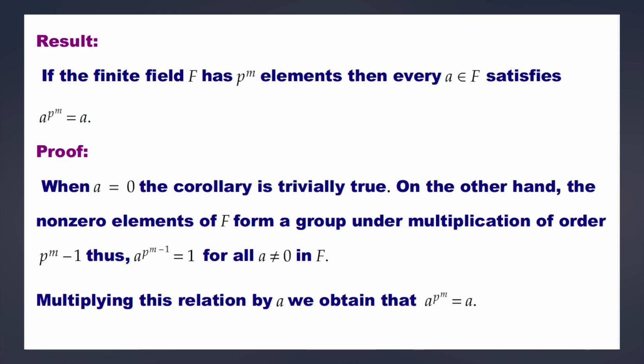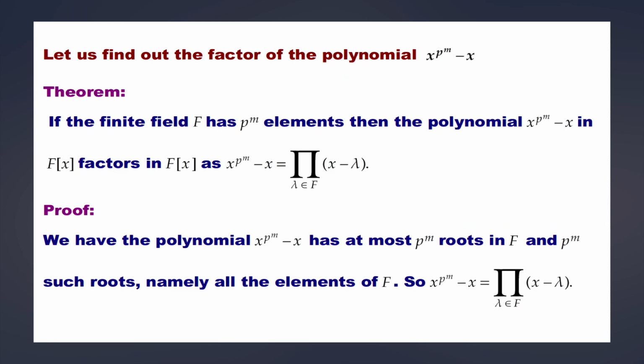If the finite field F has p^m elements, then every A belonging to F satisfies A^(p^m) equals A. Let's see the proof. When A is equal to 0, the corollary is trivially true. On the other hand, the non-zero elements of F form a group under multiplication of order p^m minus 1, that is, A^(p^m minus 1) equals 1 for all A not equal to 0 in F. Multiplying this relation by A, we obtain that A^(p^m) equals A. Let us find out the factors of the polynomial x^(p^m) minus x.